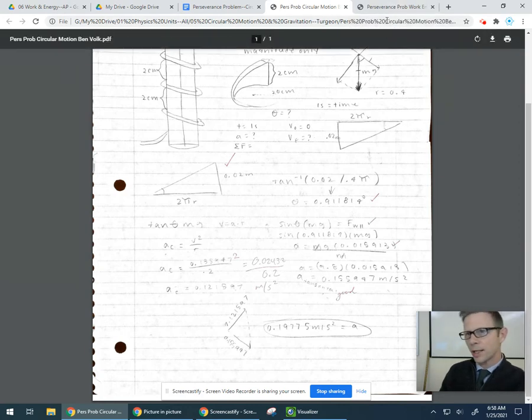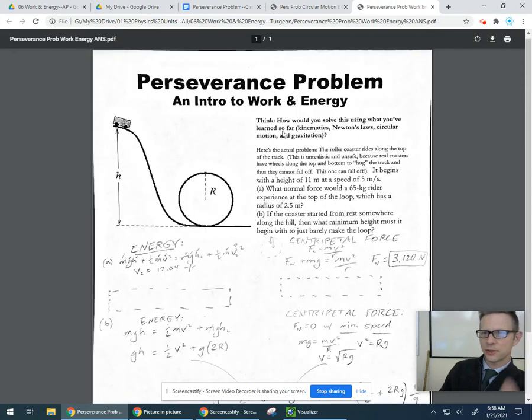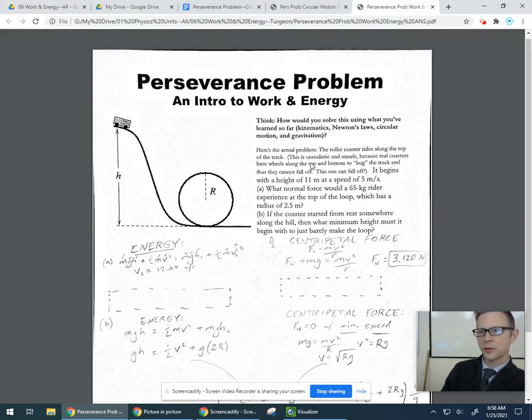I'll take a little pause and let you take a look at this. I just formatted this a little differently so I could write out my solution, but I'll let you take a look at this perseverance problem, which was Intro to Work and Energy.